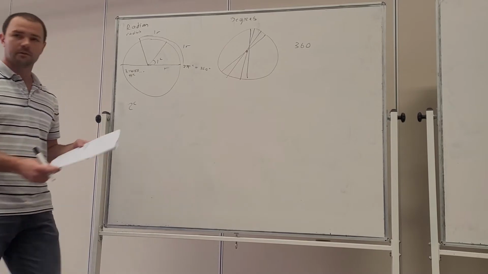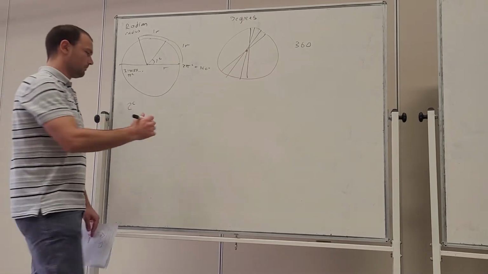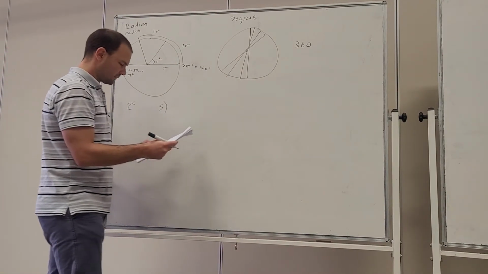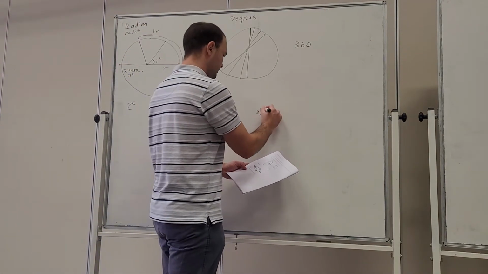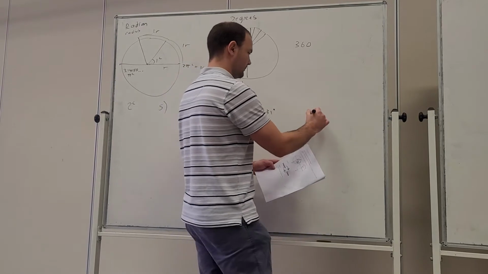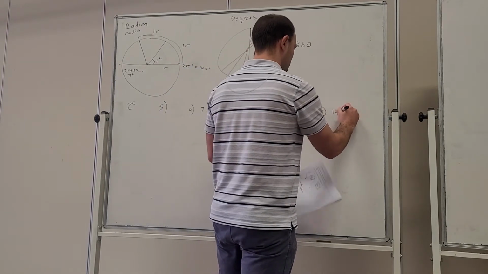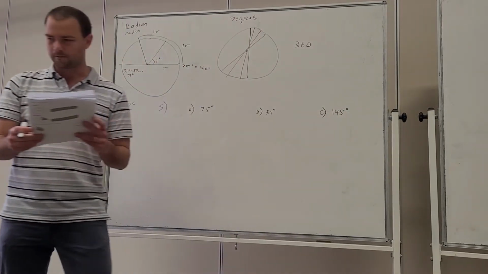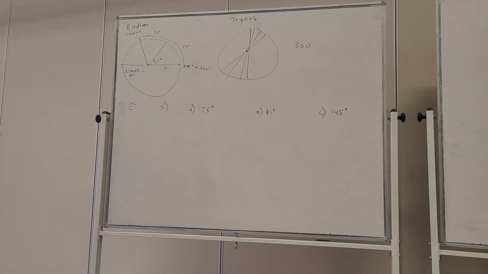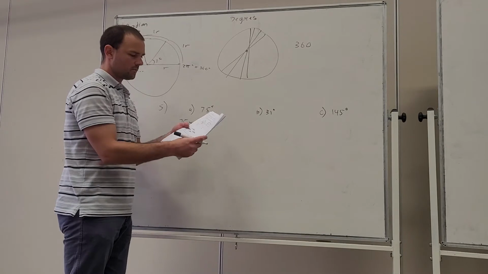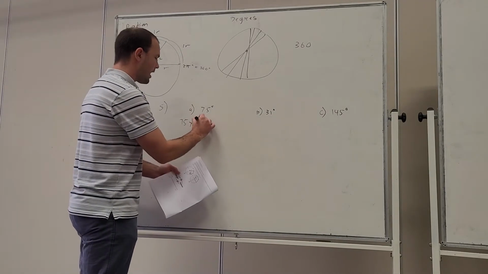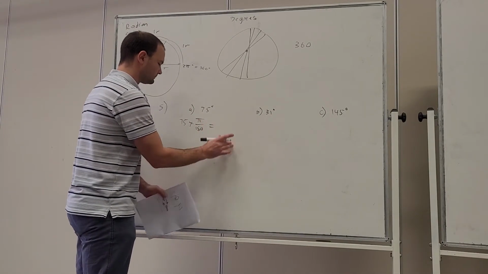What we're starting here with 5a is just some conversion. Let's have a look at the first one. We've got 75 degrees, 31 degrees, and 145 degrees. It says convert the following to their opposite form. So we're starting with degrees and we're going to radians. We're going to go 75 times pi, and when we're going to radians, we multiply by pi on 180.